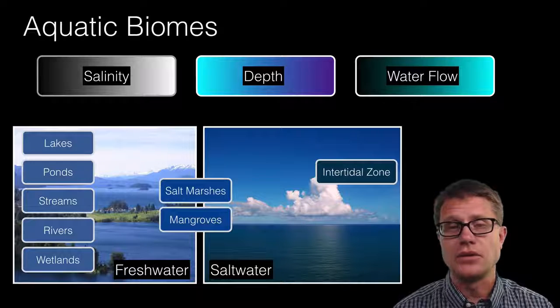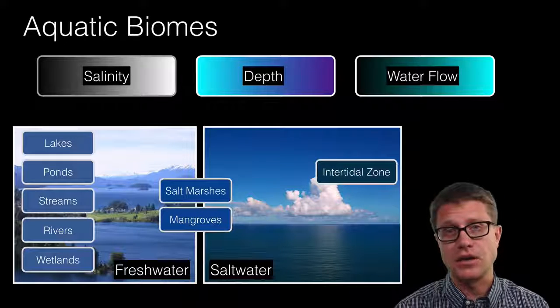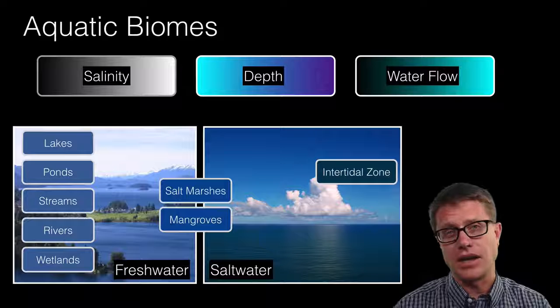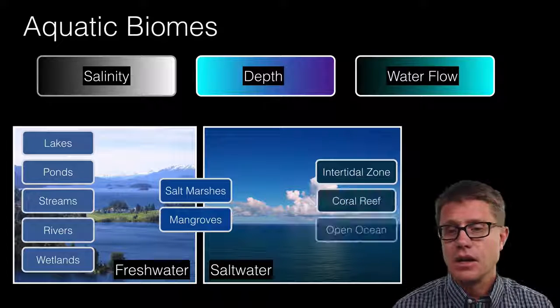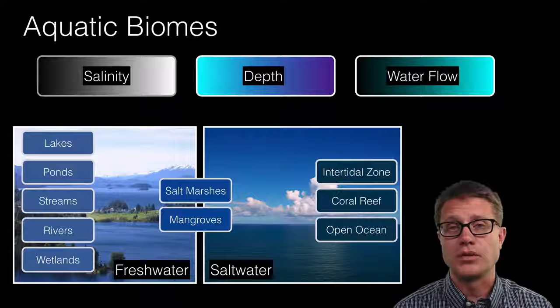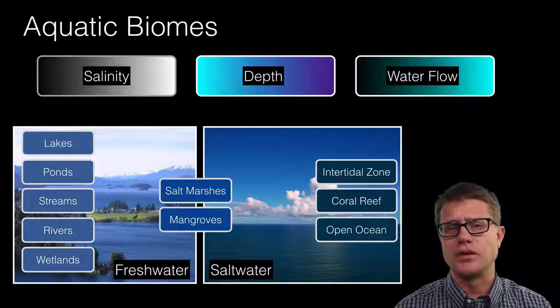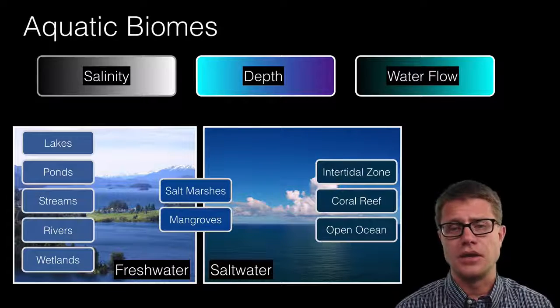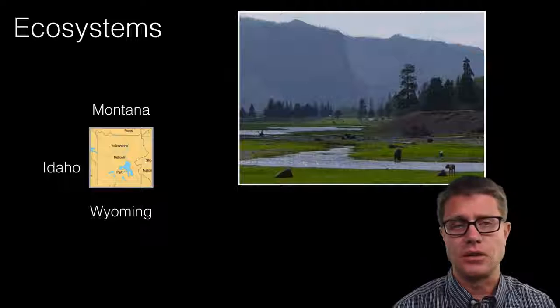And then as we move out to the ocean itself, we have intertidal zones. So that's going to be when the tide comes in and out, that thin area along the coast. Coral reefs you're probably familiar with, and open oceans. Open oceans are really not a super productive ecosystem out in the middle of the ocean, only near the top where we get a certain amount of light.